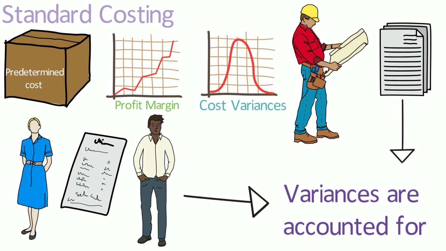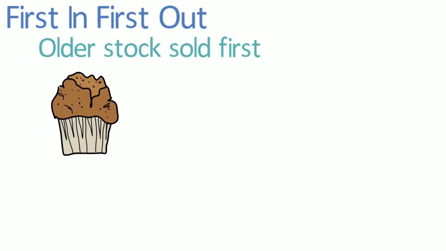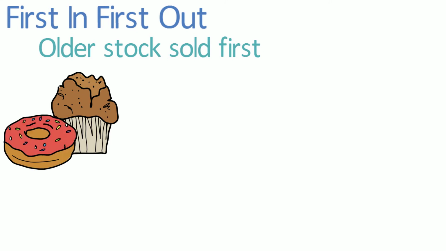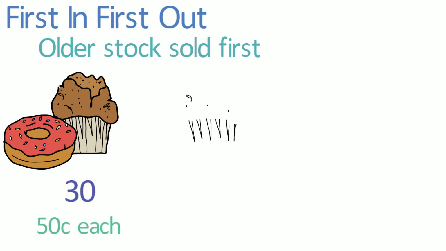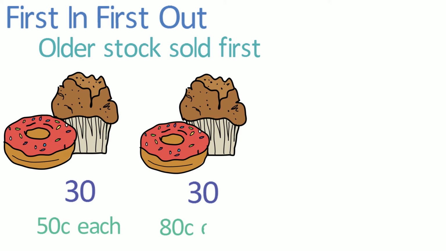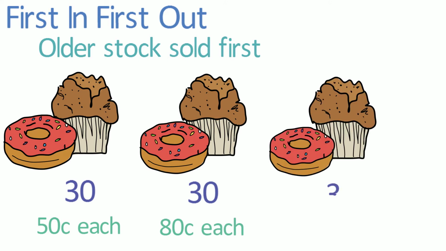First in, first out costing works on the basis that older stock is sold first, while newer stock is kept for later sales. This is typically used when dealing with perishable goods. For example, Dan's store sells fresh baked goods. Due to the rising cost of ingredients, the first set of 30 baked goods have a cost of 50 cents per item. The next set of 30 costs 80 cents per item, and the final set of 30 has a cost of $1 per item.